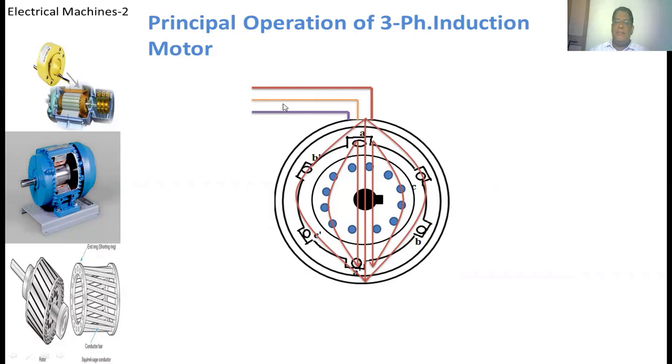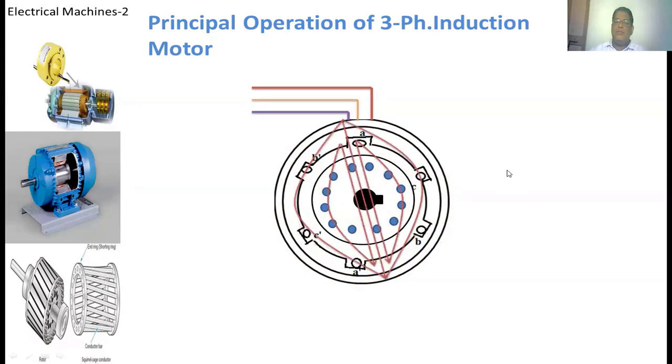Whenever the three-phase currents pass through the three-phase winding, which is displaced by 120 degrees in space, a rotating field is created. The magnitude of the flux is constant. These red lines are nothing but the flux that will be rotating in space. In this manner, the flux created by the stator rotates in space. That is a constant flux. The flux lines are always closed lines.